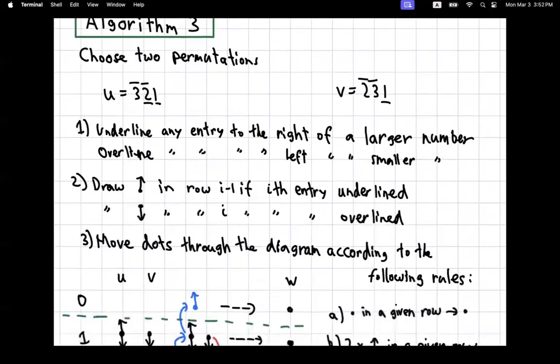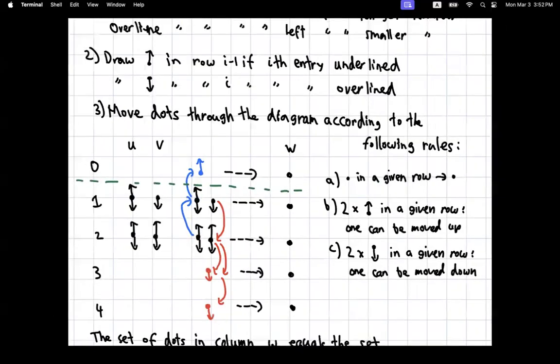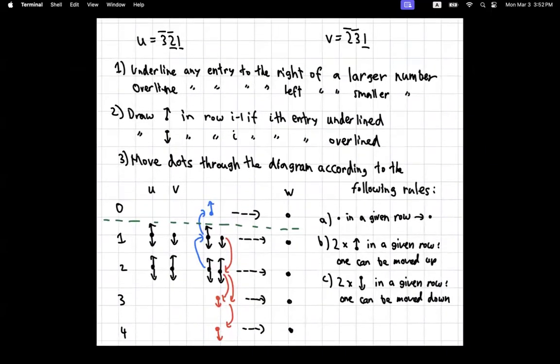And then step 2, we draw an up arrow in row I if the ith entry of the permutation is underlined, and a down arrow if the entry in row I is overlined. There's a shift by 1 just because the simple reflection SI swaps I and I plus 1. So that's why there's a slight discrepancy here. But here we have underlines in entries 2 and 3, so we then have up arrows in rows 1 and 2, and then overlines in entries 1 and 2, so we have down arrows in 1 and 2, and then similarly for V.